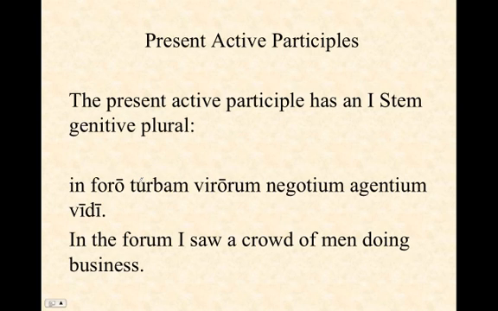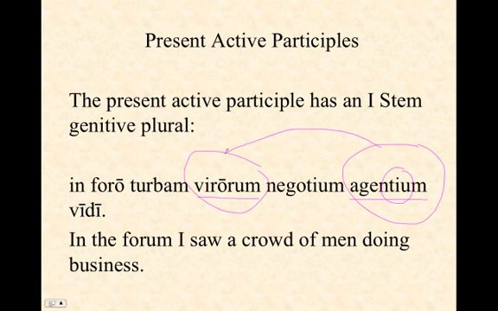The present active participle has an i-stem genitive plural. And so instead of the normal third declension genitive plural -um, you have -ium. And so, in foro, turbam virorum negotium agentium vidi. In the forum, I saw a crowd of men doing business. And so the participle and the noun that it's describing have the same case, number, and gender, and the participle is taking a direct object.